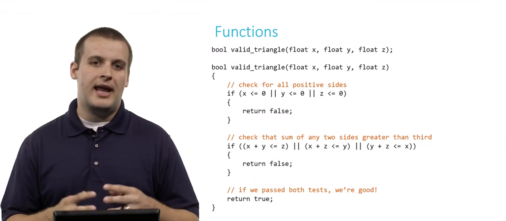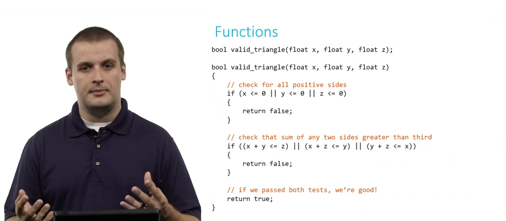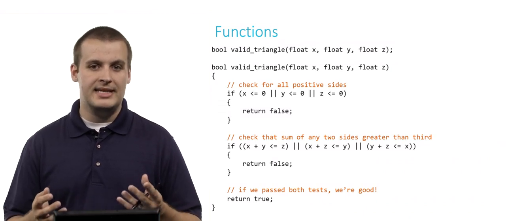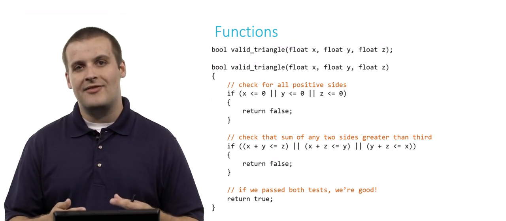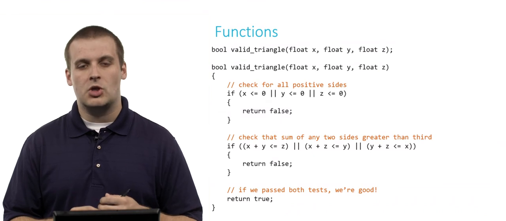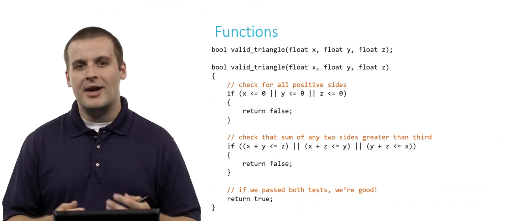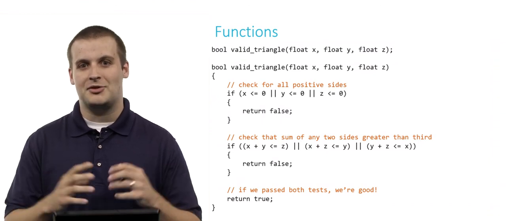Next, we check to make sure that every pair of inputs is greater than the third one. So if x plus y is less than or equal to z, or if x plus z is less than or equal to y, or if y plus z is less than or equal to x, that also can't be a valid triangle. So we return false again. Assuming we passed both of the checks, though, then we can return true, because those three sides are capable of creating a valid triangle. And that's it. You've now declared and defined, and you may be able to now use and call this function.